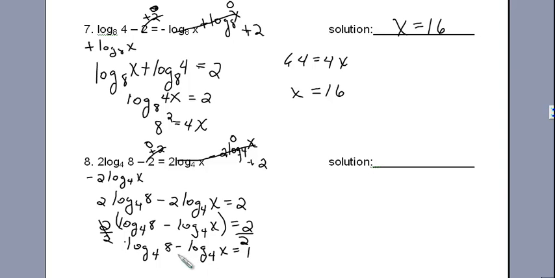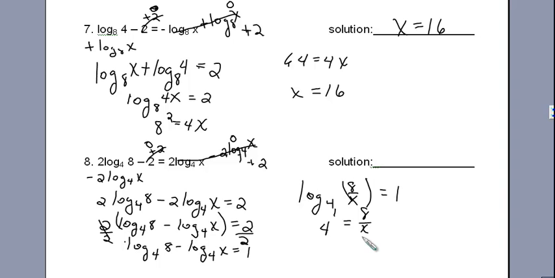I have a difference of logs here, which means I have a division problem when I combine them. So I have the log base 4 of 8 over x equals 1. Now let's get it down to 1 log equals a number. Put it in exponential form. 4 to the first is equal to 8 over x, or 8 over x equals 4.